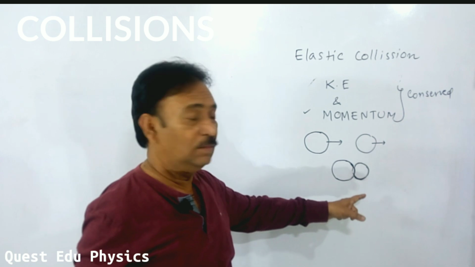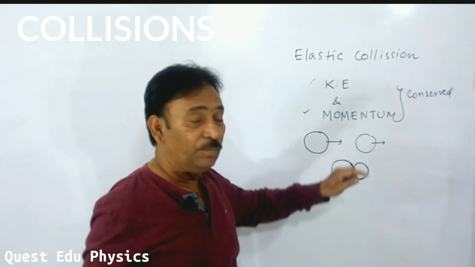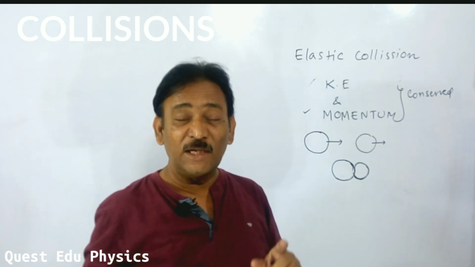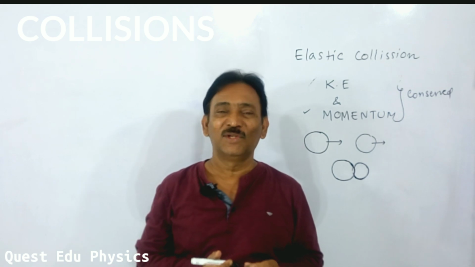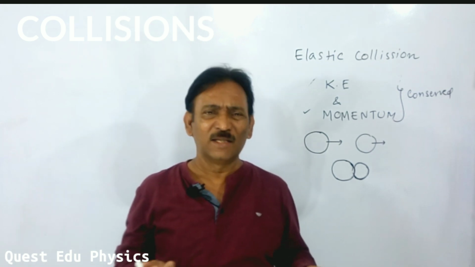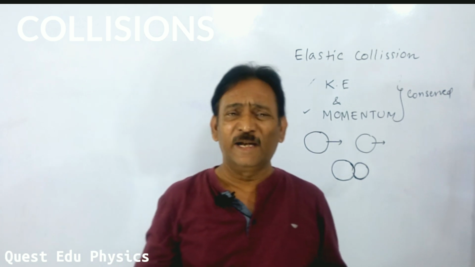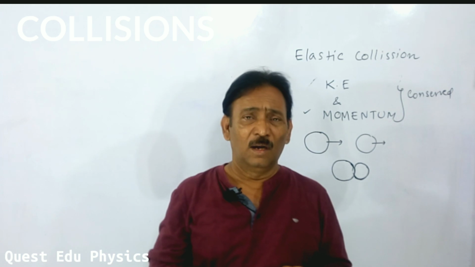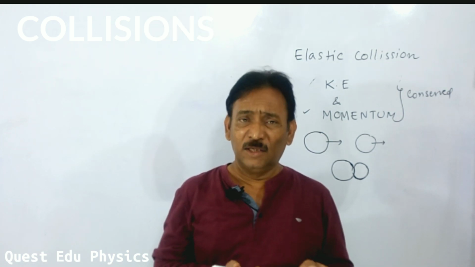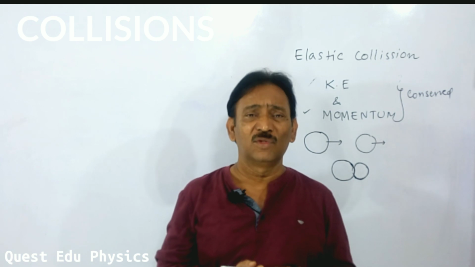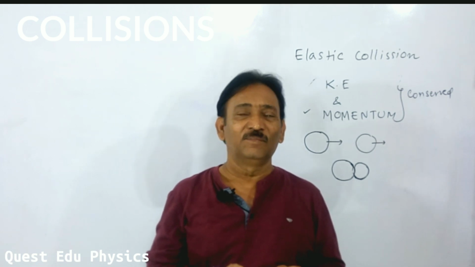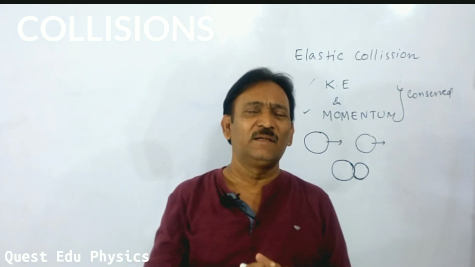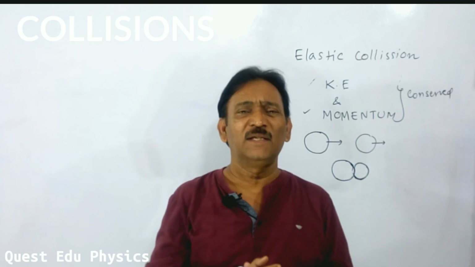After the collision, they get separated. They came back to the same state. That means they regain their same state. Such a collision is known as an elastic collision. As you know, elasticity is nothing but regaining the original state after the removal of the deforming force, meaning the external force. After the removal of the deforming force, the body comes back to its original state. We call it the property of elasticity.